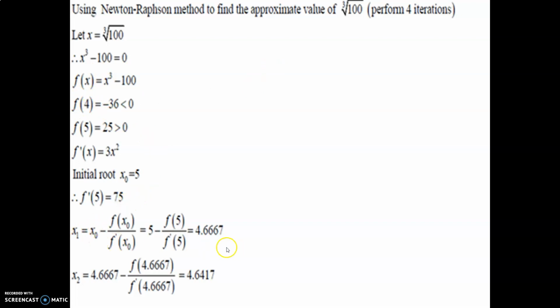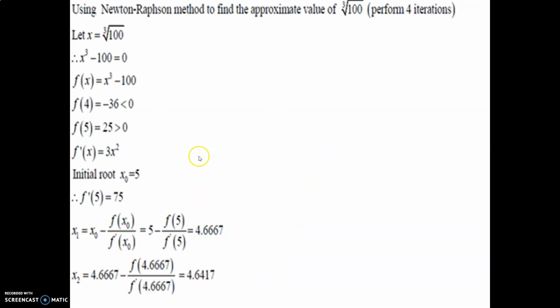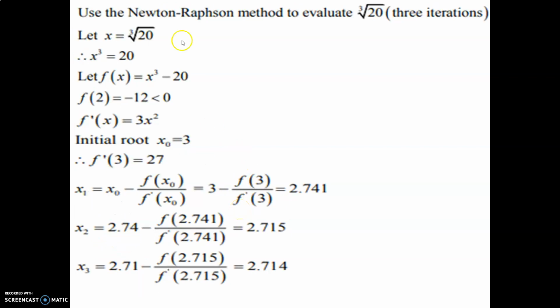Now we have x1 as 4.667 and x2 as 4.614 is the cube root. Using iterations 3 and 4, we have to solve the remaining as homework. Use the Newton-Raphson method to calculate the cube root of 23, iteration there.